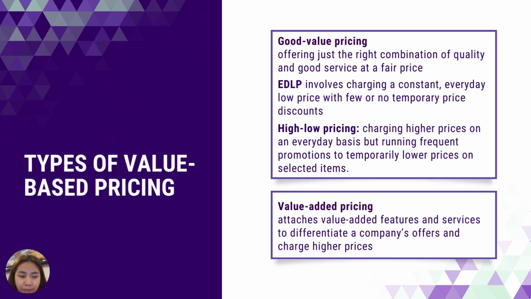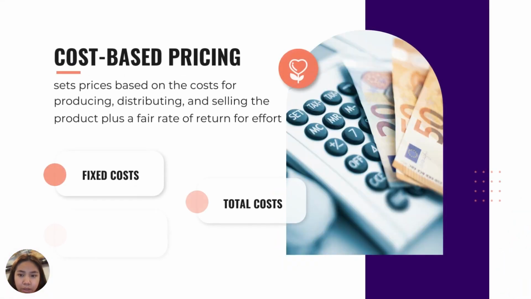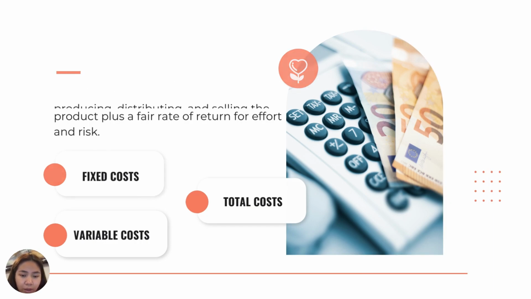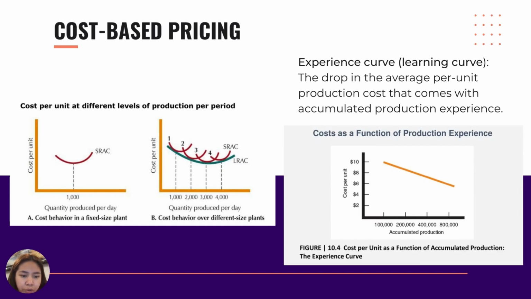Next is value-added pricing. Attach value-added features and services to differentiate the company's offer and charge a higher price. In cost-based pricing, the company sets price based on the cost of producing, distributing, and selling the product, plus a fair rate of return for effort and risk. There are three types of costs: fixed cost, variable cost, and total cost.